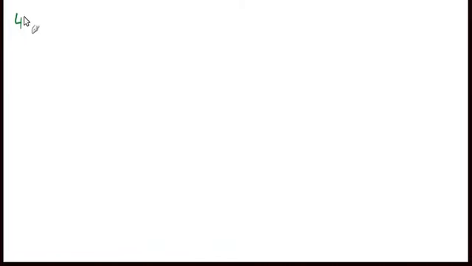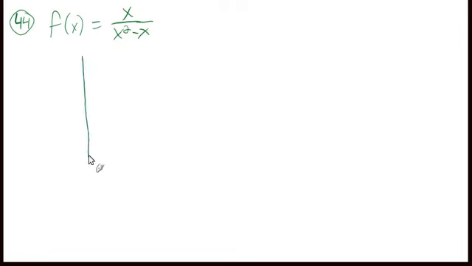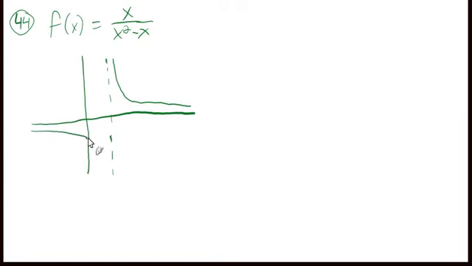Number 44. So we've got f of x is given to be x over x squared minus x. Here's a graph of said function. The vertical asymptote at 1, swooping down kind of like this. And then we see right here is this hole, and it continues on. This would be 1, negative 1 right there. This right there's 2, and so on.